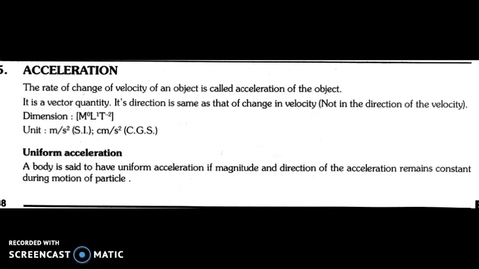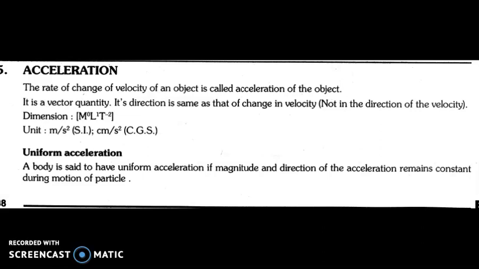Okay, now this is our next topic, that is acceleration. We know that the rate of change of velocity of an object is known as acceleration, meaning how fast an object is changing its velocity. Of course it is also a vector quantity. Its direction would be the same as the direction of change in velocity. So the dimensional formula would be M L T minus 2, and units would of course be meter per second square, and these would be the SI units.